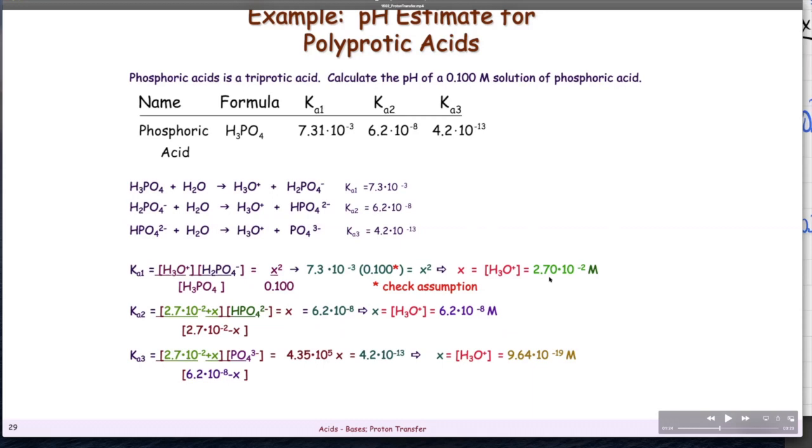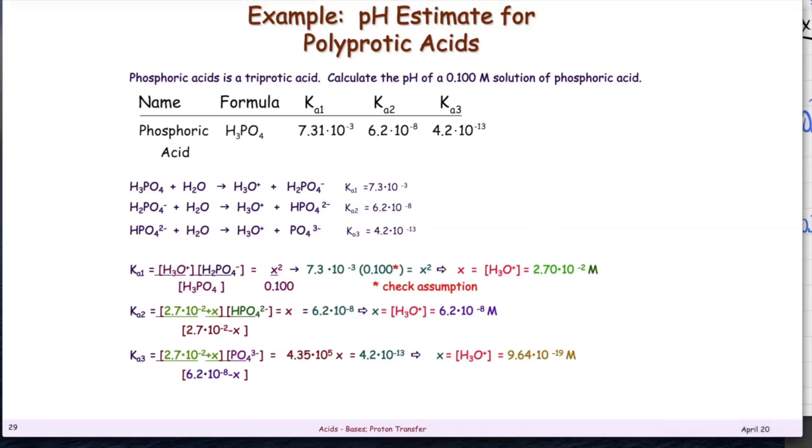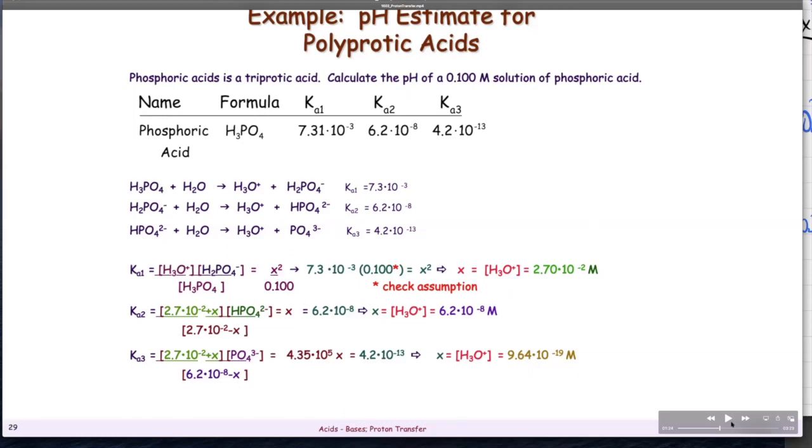That's why these simplifying assumptions, especially when you work with weak acids, are going to be your lifesaver. But you have to commit. Okay, you have to commit in terms of doing this. So let me go ahead and move on.